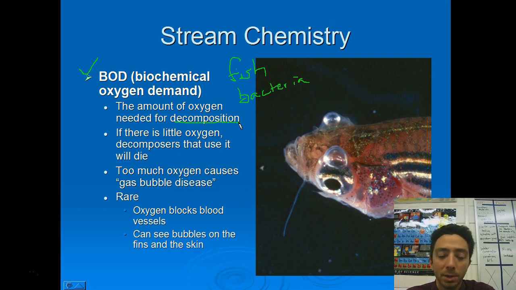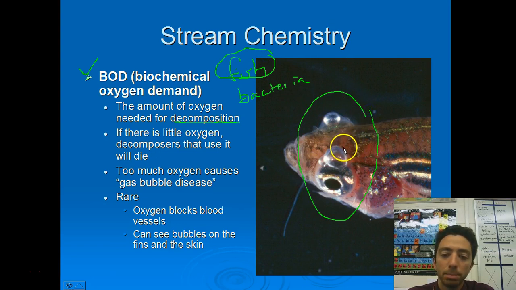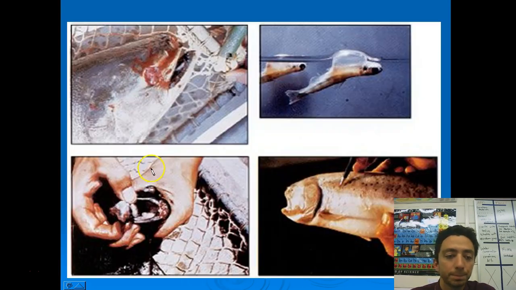If there's not a lot of oxygen, the decomposers start to die off. Before they start to die off, though, things like fish, the bigger stuff, are going to die. This is a symptom of low dissolved oxygen. You see these bubbles over the fish's eyes. That's where you get oxygen blocks in the blood vessels, and they start swelling up, and this fish is not going to make it, right? This is a very advanced stage of low dissolved oxygen.